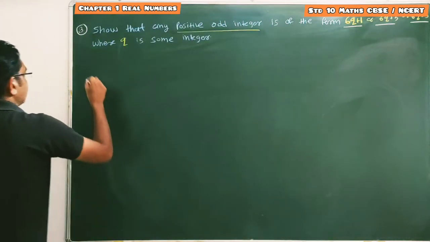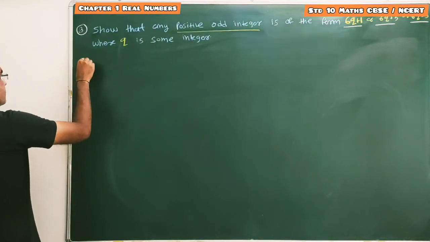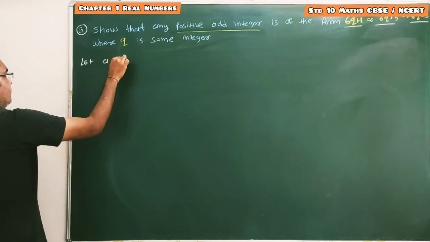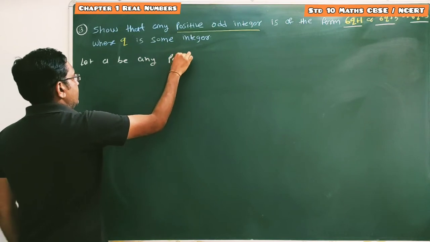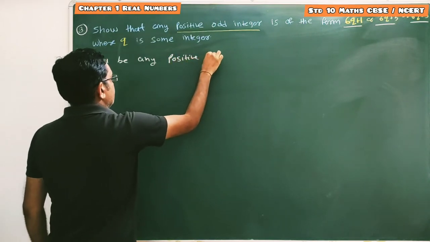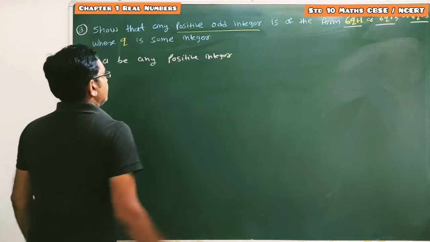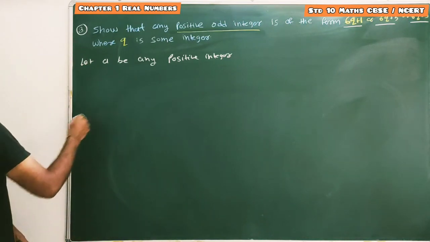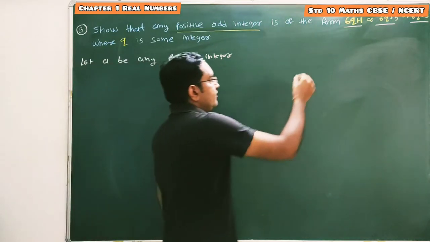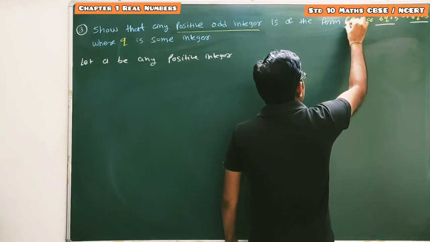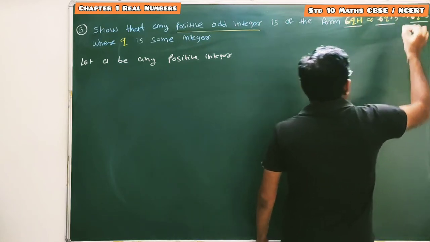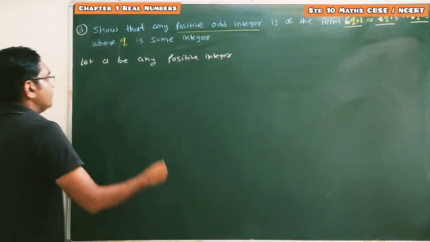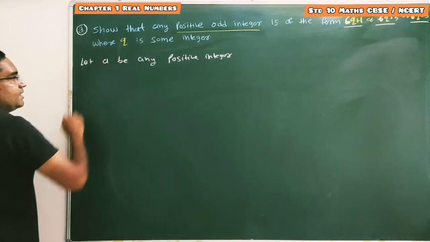So let a be any positive integer. Now we are dividing a by 6 because we require the 6q plus 1, 6q plus 3 or 6q plus 5 form. So now we are dividing our positive integer a by 6.